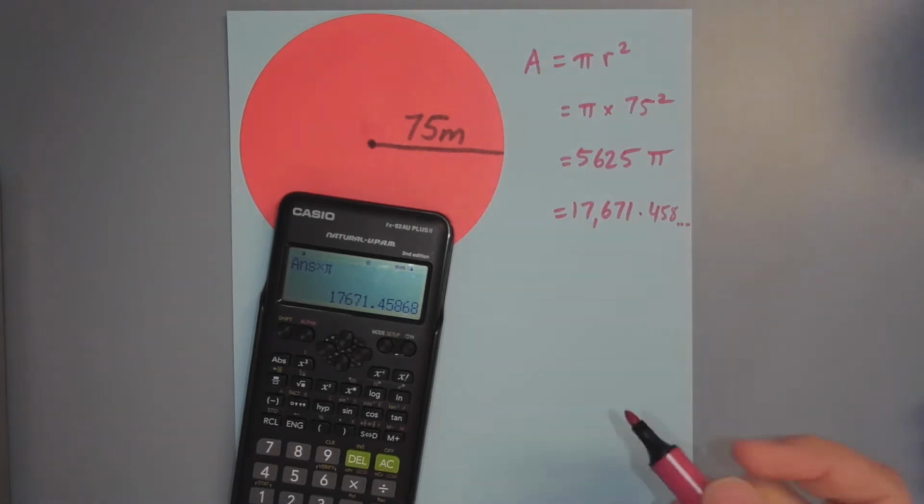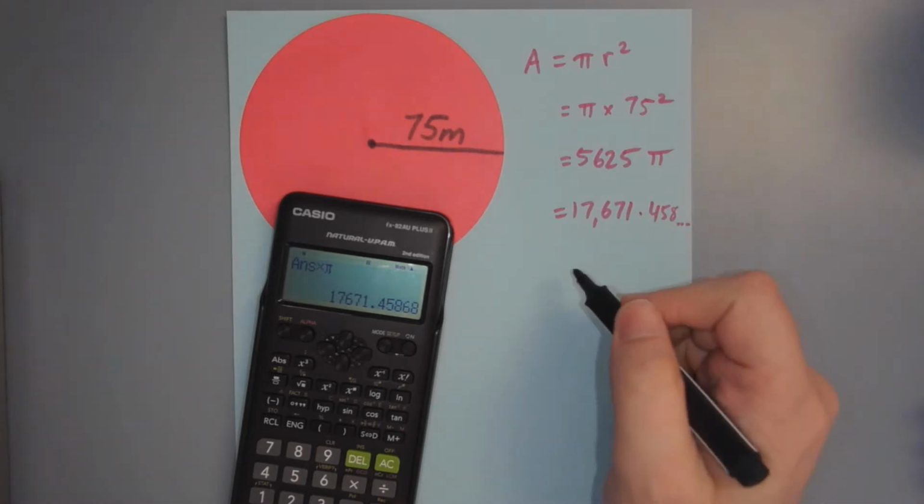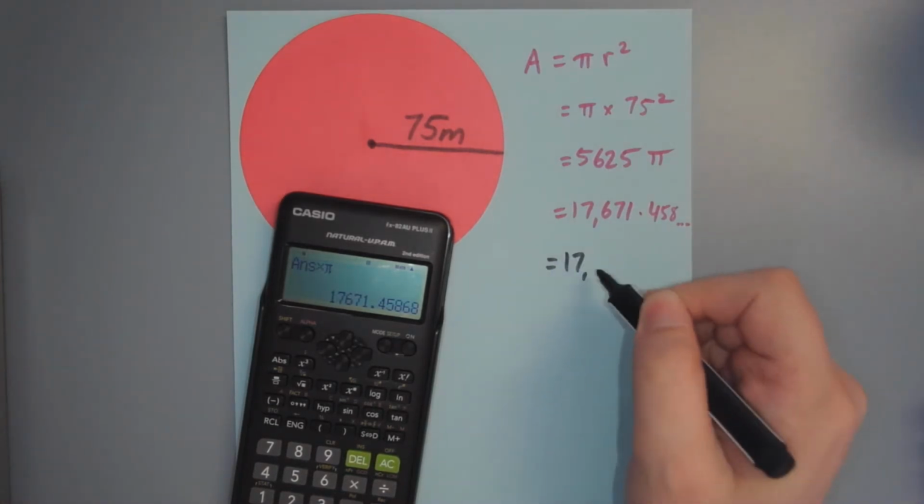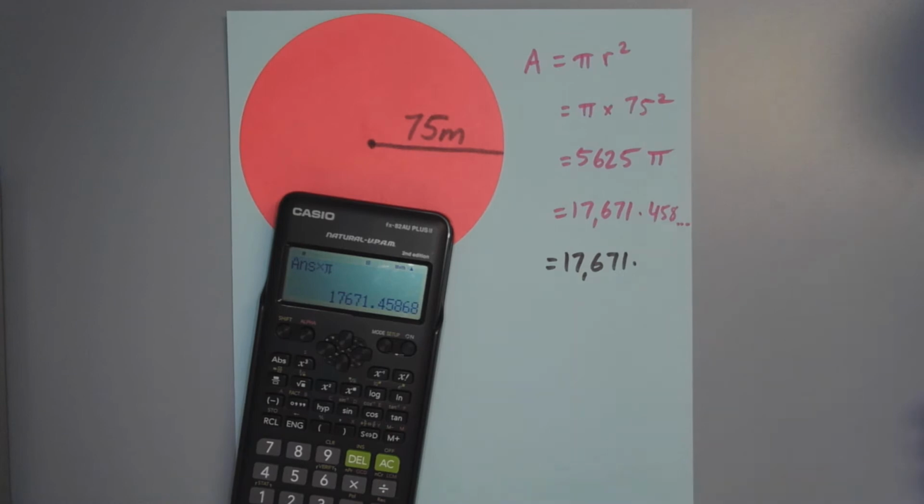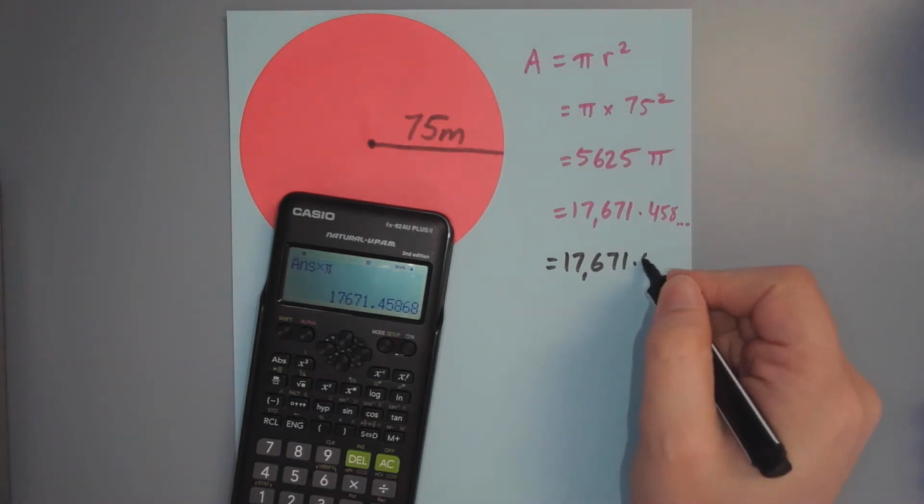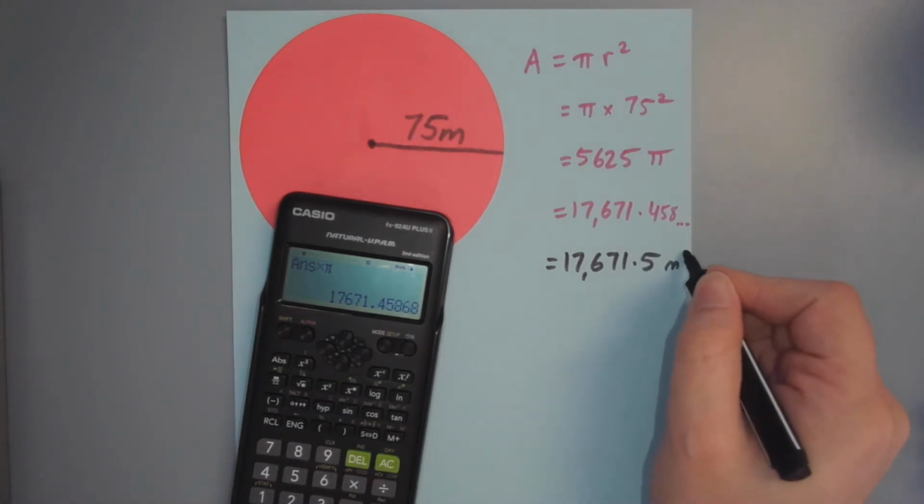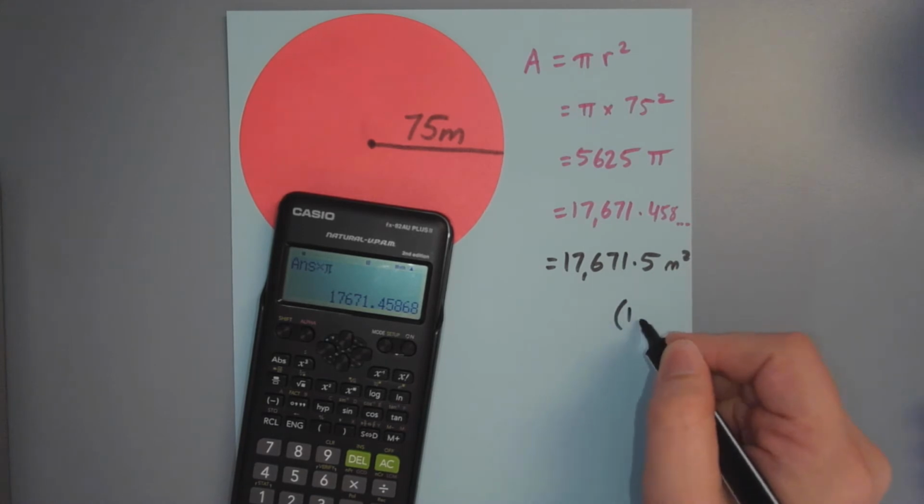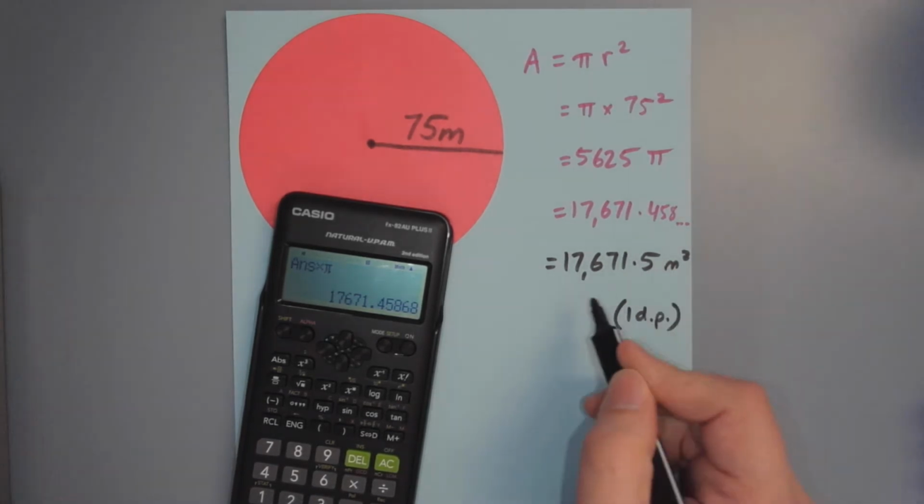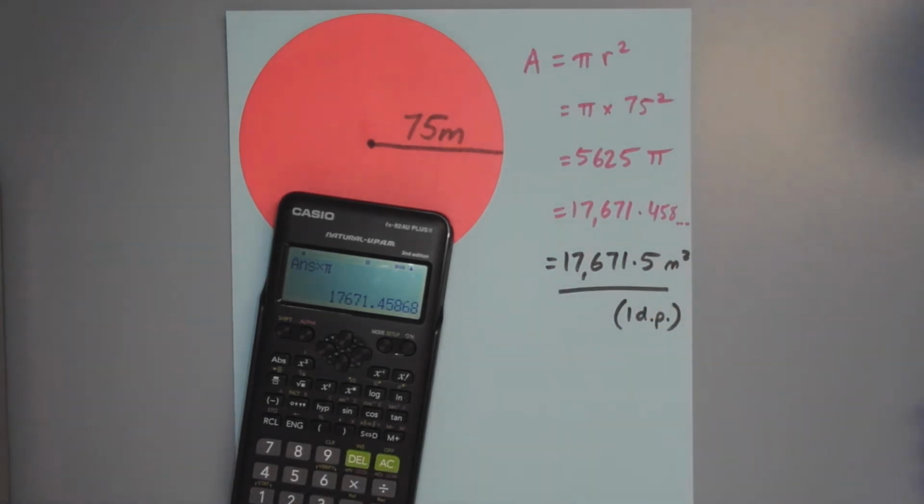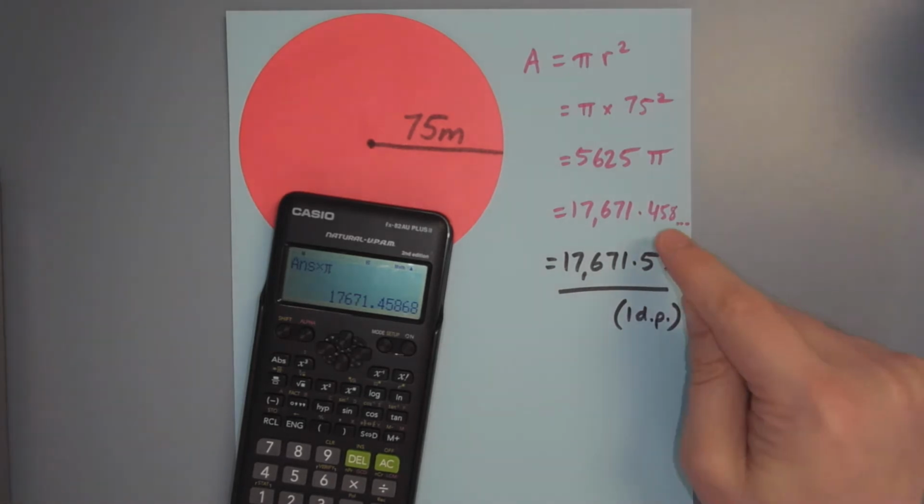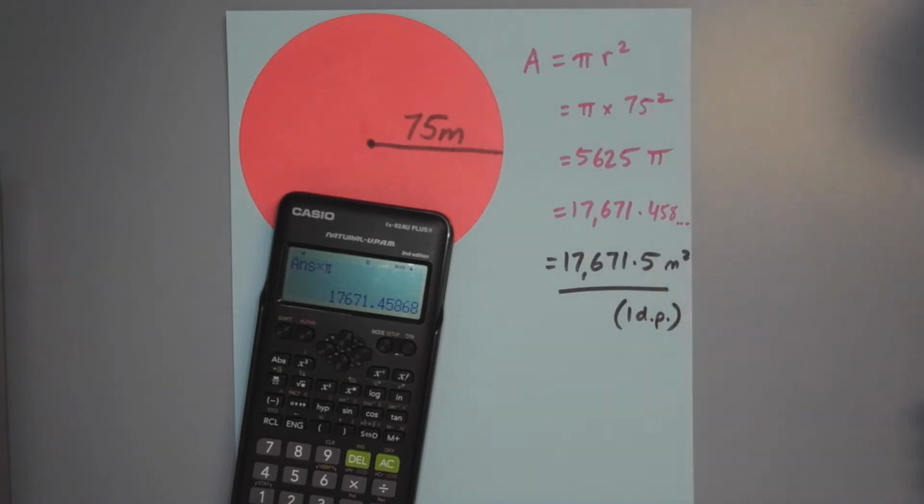Now usually at this point, if we were after a final answer here, we would round off and say that's the same as 17,671 point, then it might be 0.5 squared meters, and we'd also say that that's one decimal place. So what we've just done there is we've rounded off. And we've said, well, the next digit would be a 4, but because of the 5 you have to round up. The rounding bit is fine, and I think most students know how to round correctly.